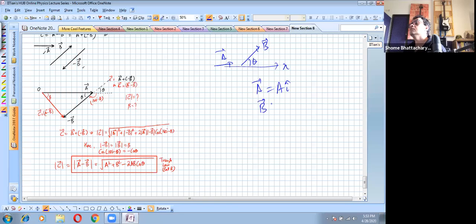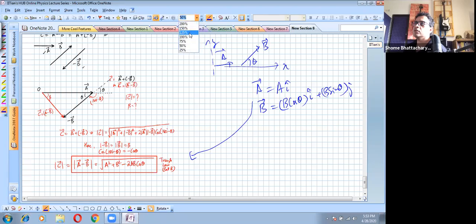Vector B is b cos theta i cap plus b sin theta j cap. And then you use component algebra for this. So if you use component algebra and do A minus B, you will come to this. If you do A plus B, you will come to the earlier formula. So your triangle law, interestingly, can also be proved by component algebra.